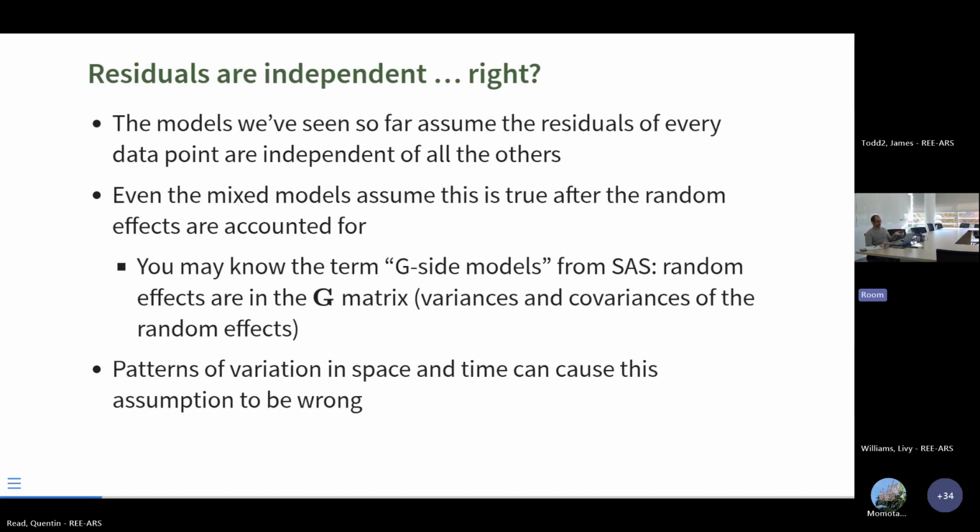Well, that's a decent assumption in many cases, but if you have correlation or variation in space and time in your data, that can make that assumption invalid. It's no longer the case that the residuals are completely independent after accounting for all the fixed and random effects if you still have some pattern in space or time where things that are closer together are more closely related. They're not varying randomly, independent of each other. They're correlated. So we can't make that assumption anymore. It will give us bad results.